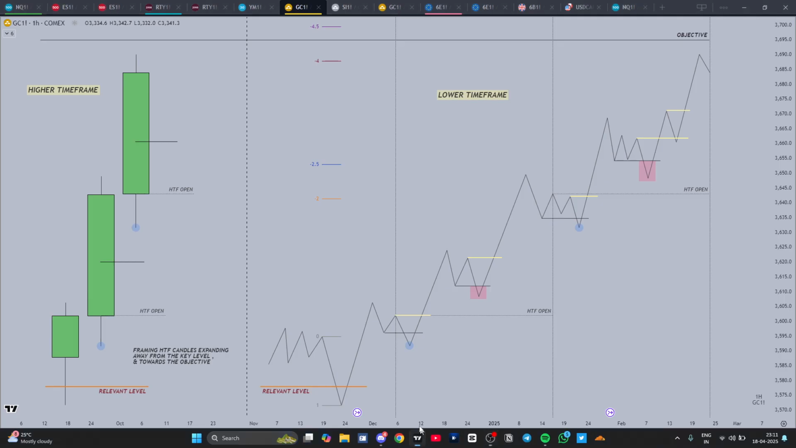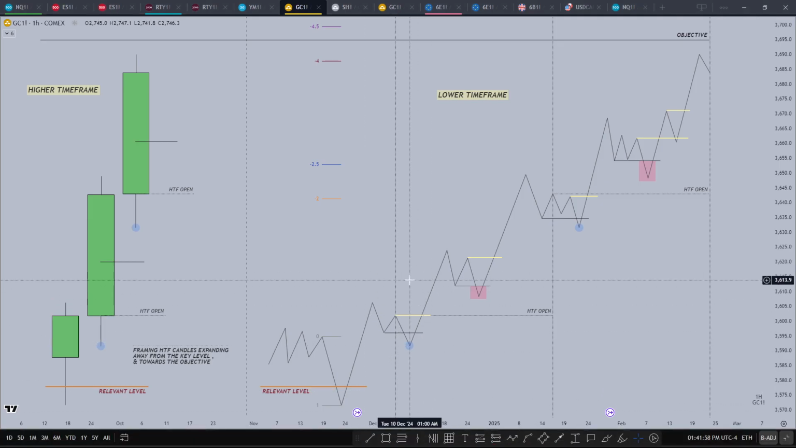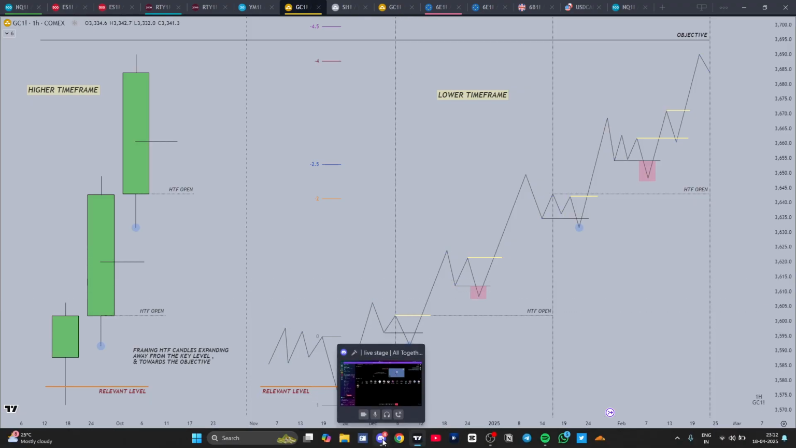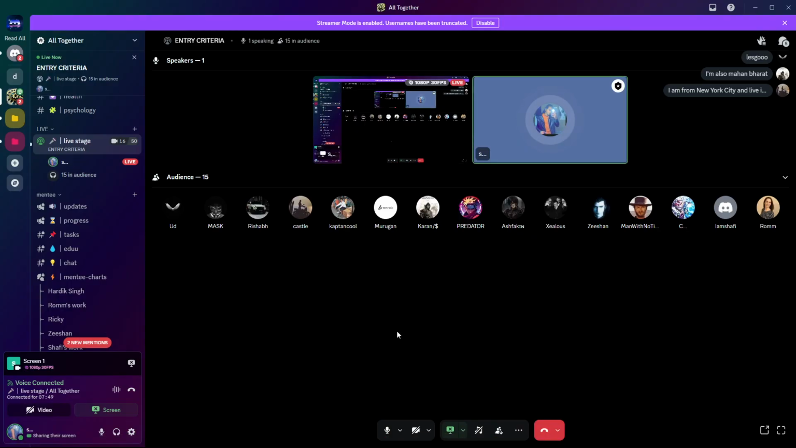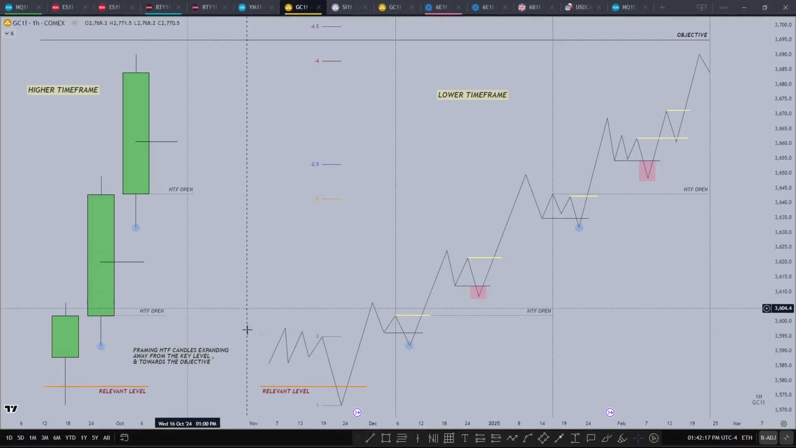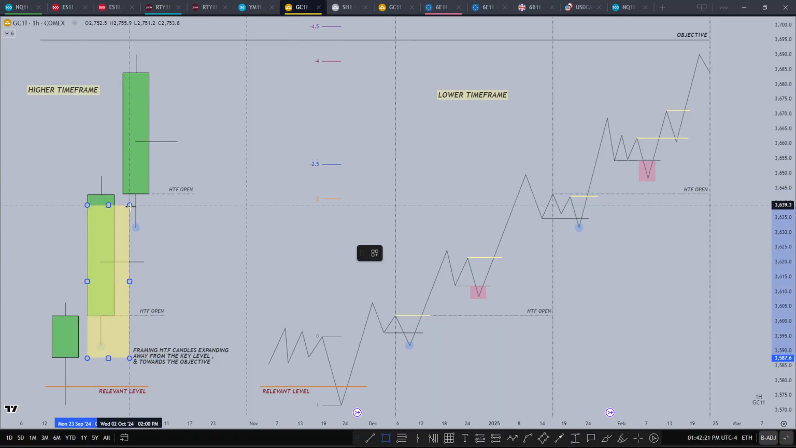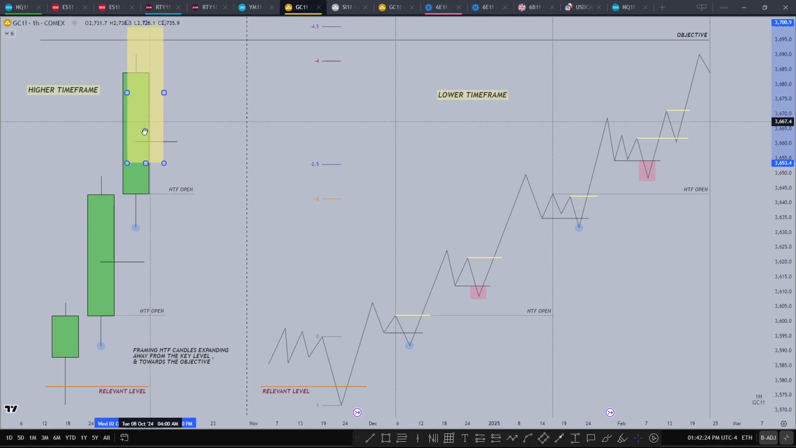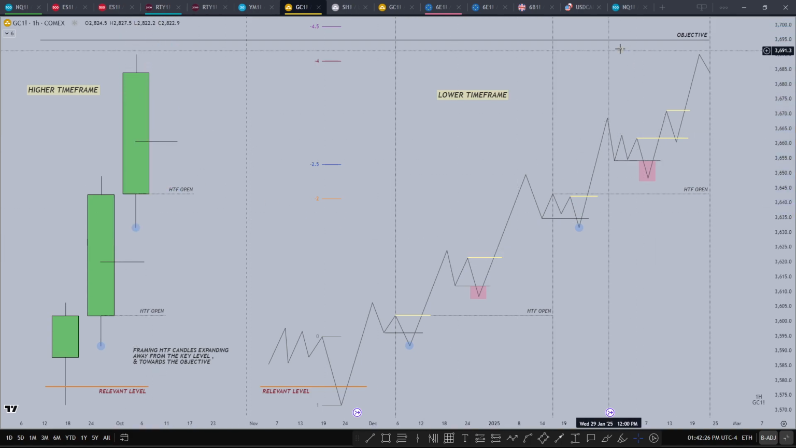So this session is gonna be about teaching you guys the entry criteria. I will not talk about bias. I will not talk about any other thing. Just when you have framed the first two steps of my model, like you have a clear bias, clear direction, when you have a clear expectation of higher time frame candles expanding towards the draw, towards the clear objective, this step would come then, the lower time frame step.